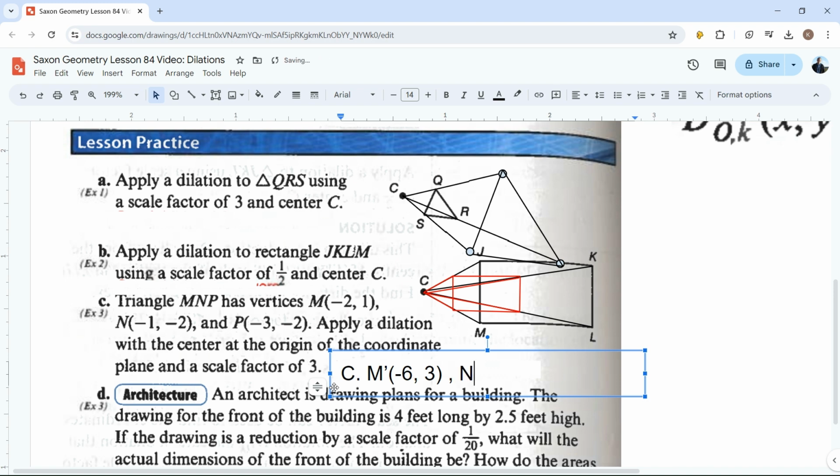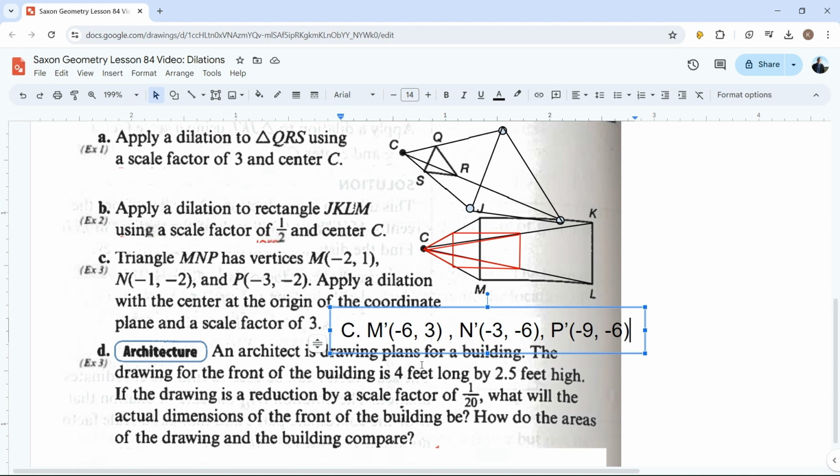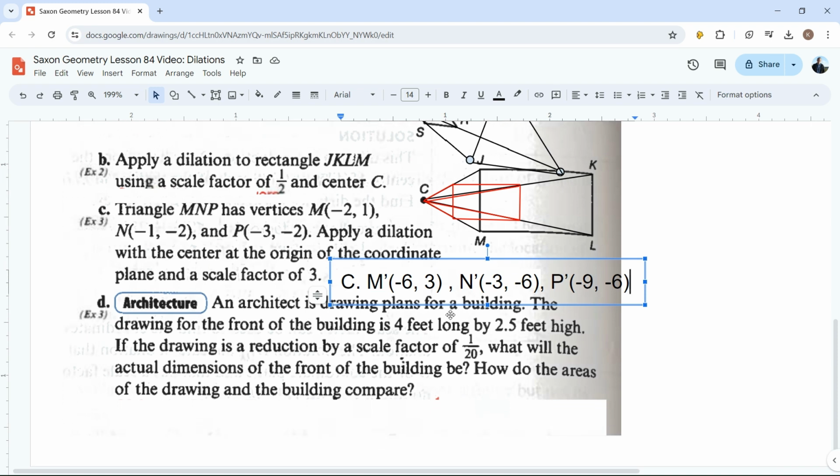N prime is going to be (-3, -6). And then P prime is going to be (-9, -6). All you have to do is multiply each x and y coordinate by the scale factor, and now I have a triangle that's 3 times as big. Okay, easy peasy. And then lastly, an architect is drawing plans for a building.